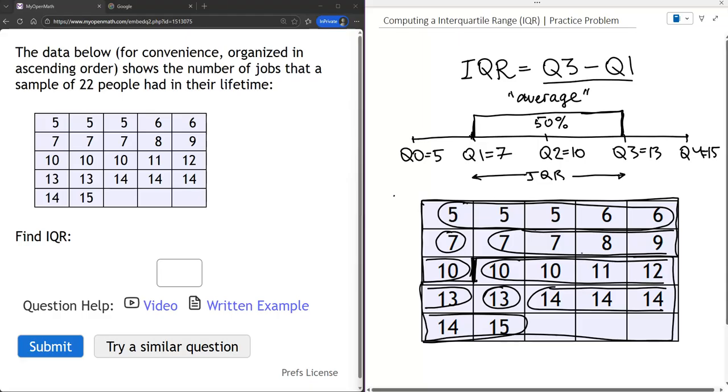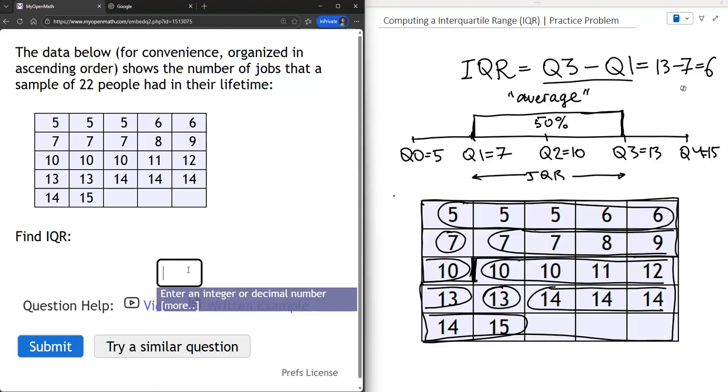Again, I want to remind you that there are many ways of computing percentiles and therefore quartiles. I'm using the definition of quartiles as Q0 being the smallest, Q4 being the largest, Q2 is the median, dividing the data set into 2 halves, and Q1 being the median of the bottom half, Q3 being the median of the upper half. That's how I define these quartiles. And now we're ready to finish the computation. Q3 is 13, Q1 is 7, 13 minus 7 is 6. So the IQR is 6.